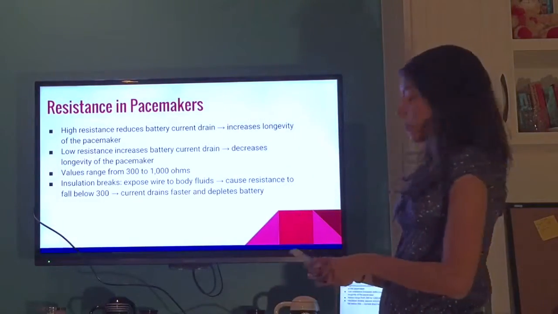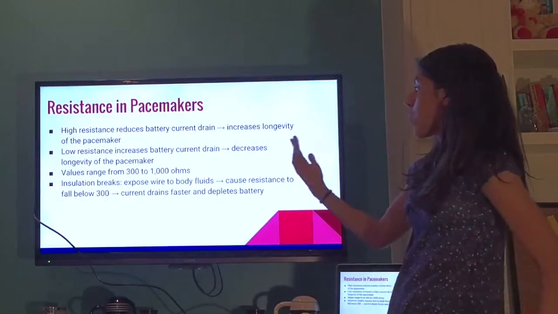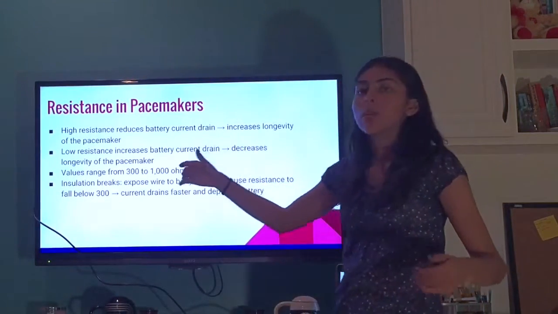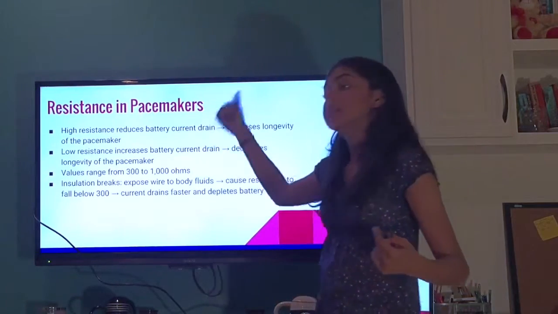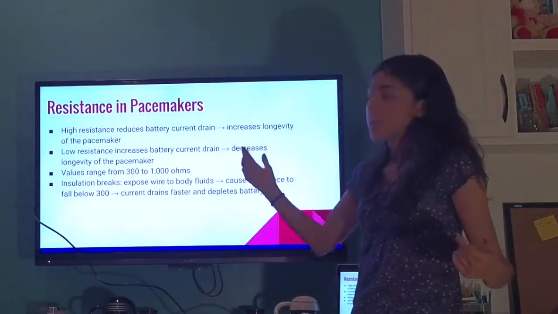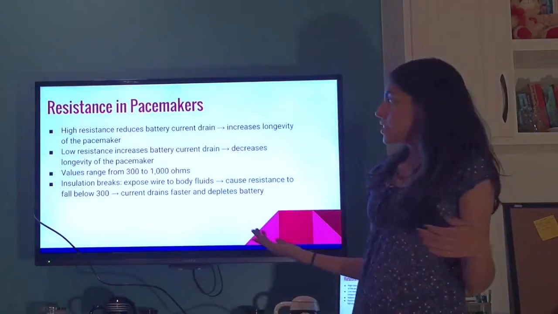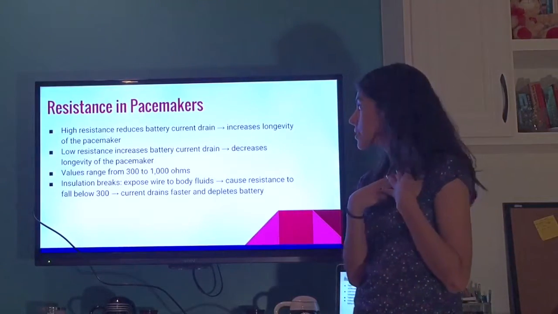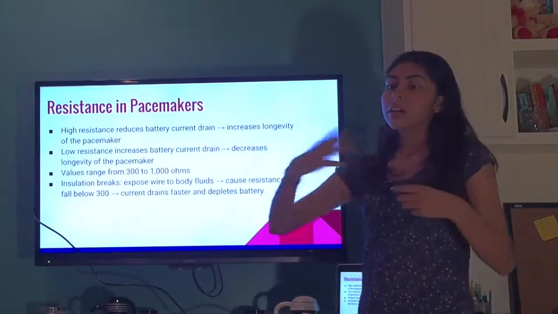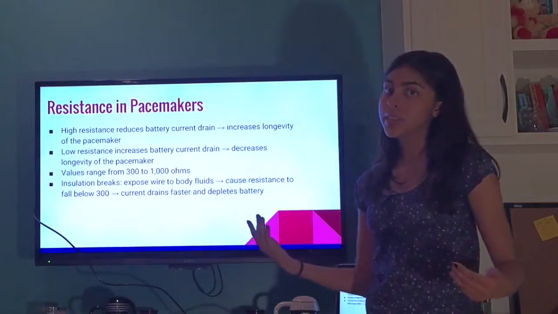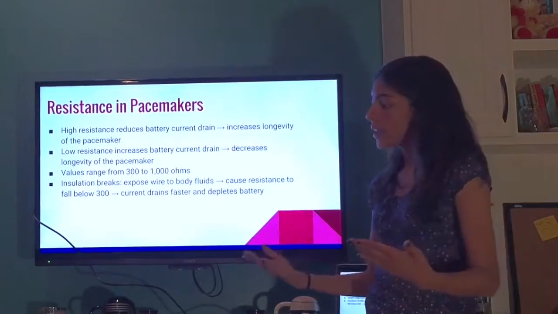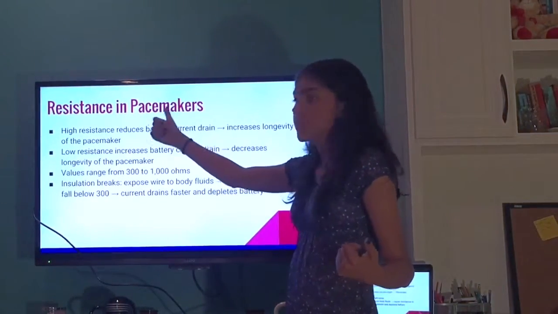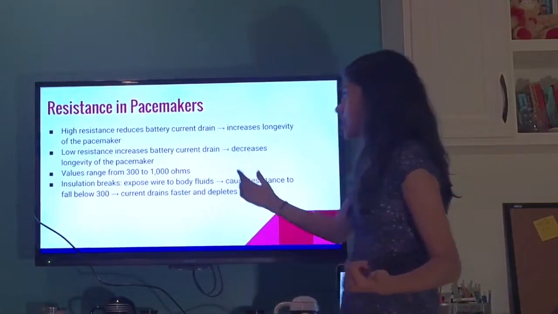We already talked a little bit about resistance in Ohm's law, but just to go a little bit more in depth. High resistance reduces battery current, so as we saw, a higher resistance is going to decrease current, and that increases the longevity of the pacemaker. In pacemakers, it's very important to consider longevity because it is an internal device. Having it function for as long as possible means decreasing the amount of times surgeons have to go in and replace the battery of the pacemaker. So a good way to increase longevity is increasing resistance to decrease the current.